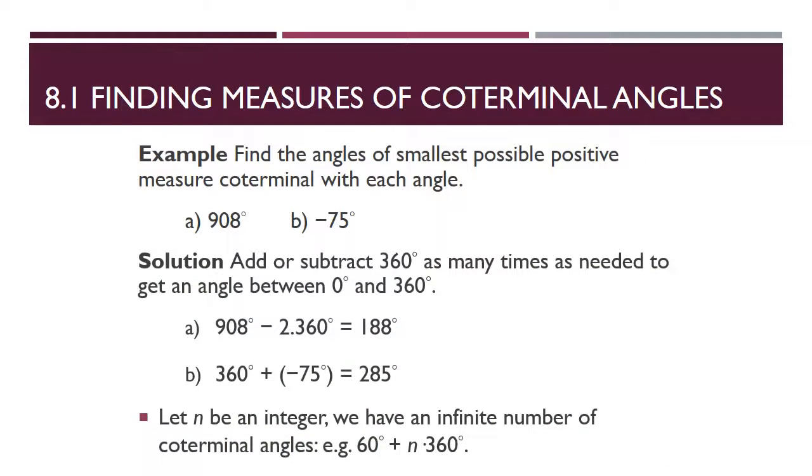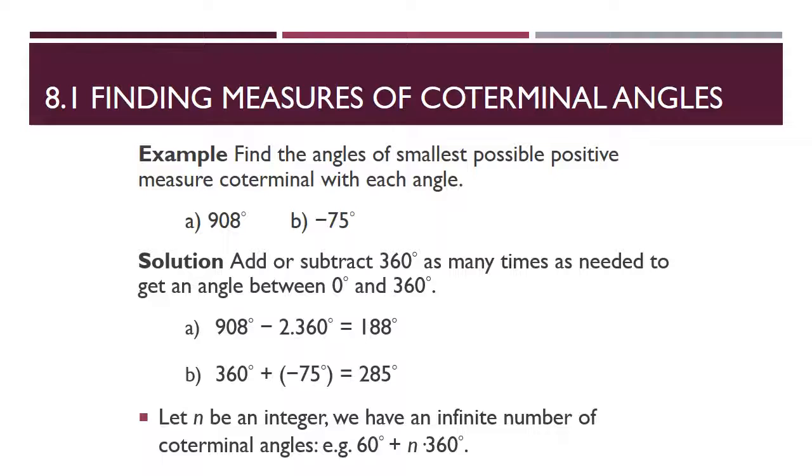Okay, so we're going to add or subtract 360 as many times as needed to get an angle between 0 and 360, because that'll be the smallest positive. So for 908, we are going to subtract 2 times 360, which gives 188. And for B, we're going to add 360 to negative 75 and get 285. So 188 for the first one and 285 for the second.